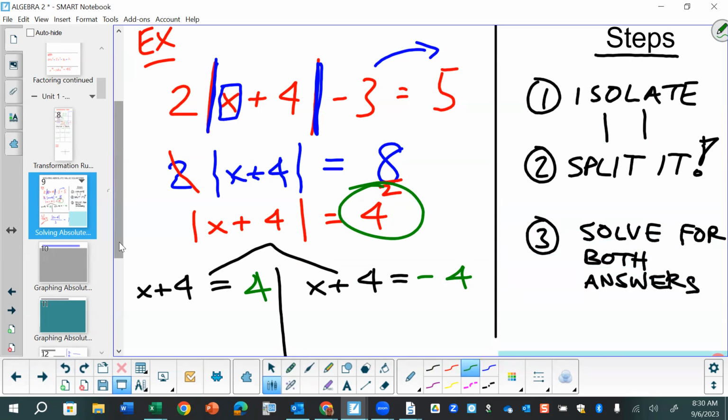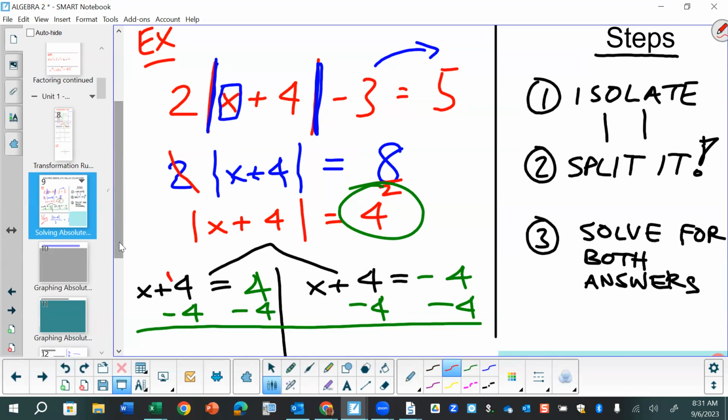Last step. Solve for both answers. Good news, it'll be the same step for both sides if you do it this way. Okay. It is that one step to finish. What do you do to get rid of the plus four? Minus four. Okay. So you're going to do minus four, minus four, minus four, minus four. And close it up by saying the answers, plural, are, what's this one over here? Zero, nice closed zero, and, or whatever you want to say.